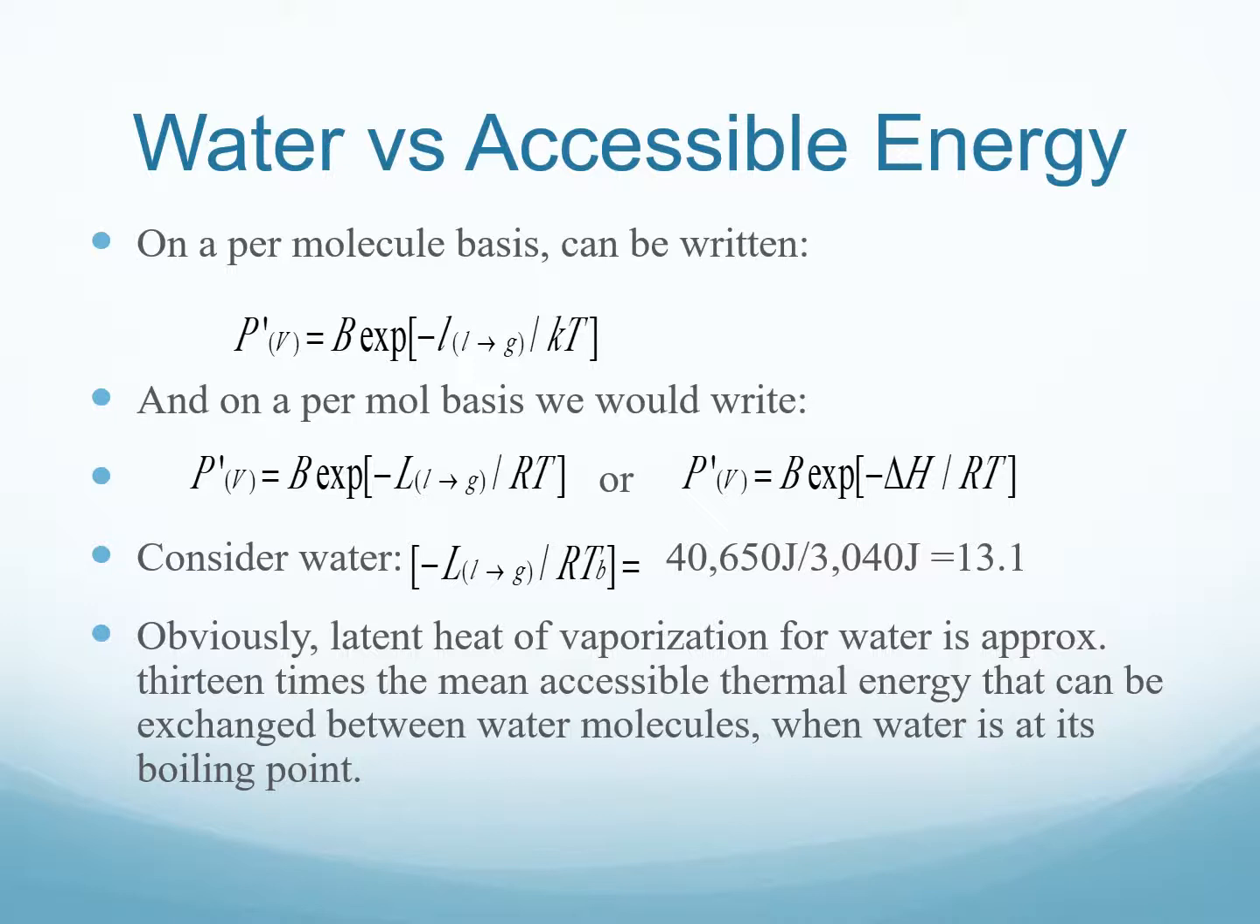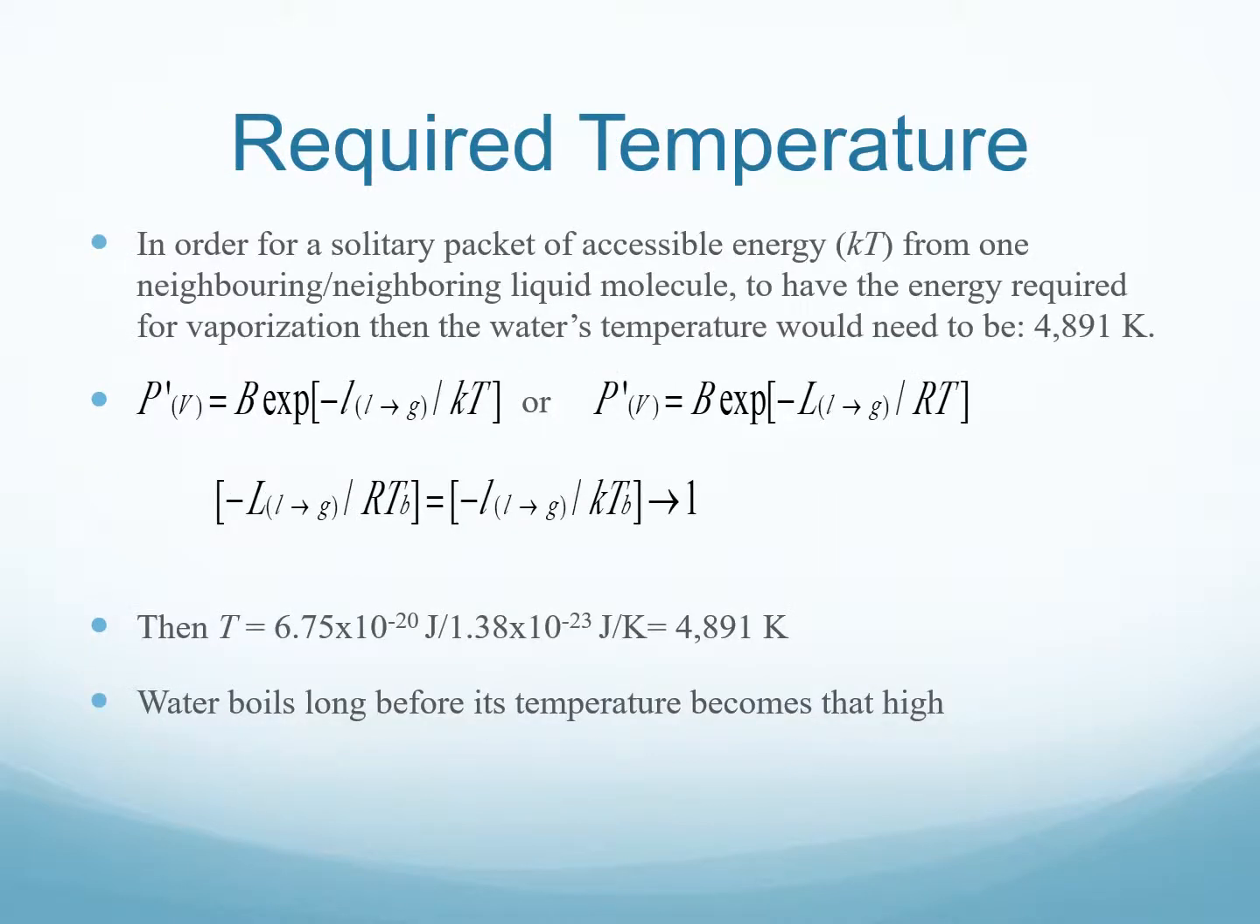But consider water now. If we do the ratio of the latent heat versus the energy that can be exchanged, you get 13.1 as a ratio. It doesn't make sense that the latent heat of vaporization for water is 13 times the mean accessible thermal energy that can be exchanged between 2 molecules when water is at its boiling point. To emphasize the point, just consider a solitary package of accessible energy, kT, from one of the neighboring molecules. To have the energy required for vaporization, the water's temperature would need to be 4,891 degrees K.